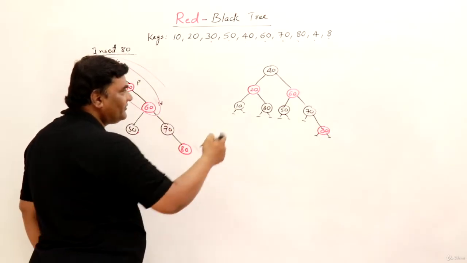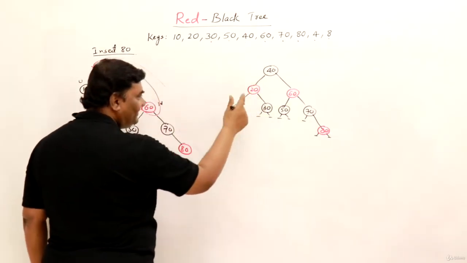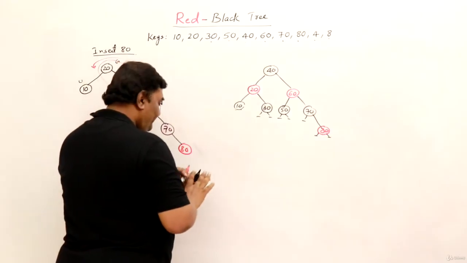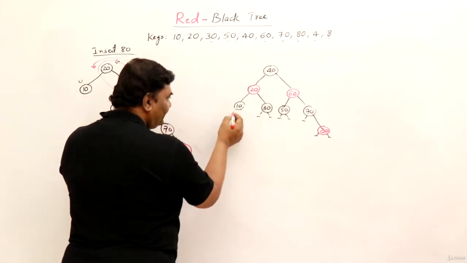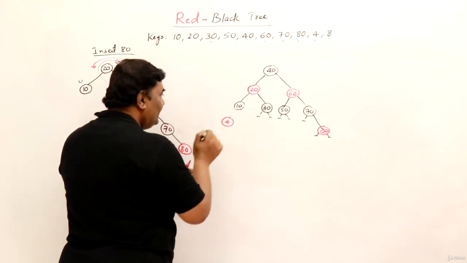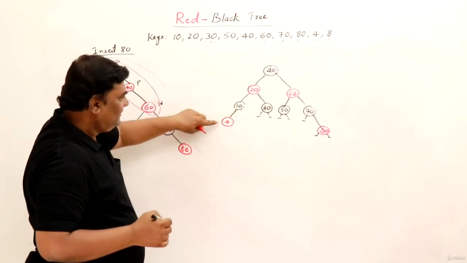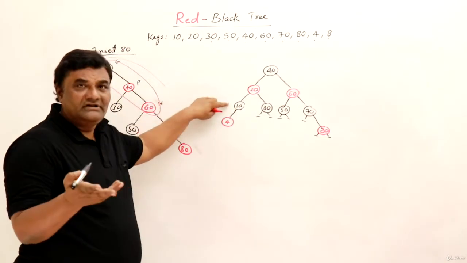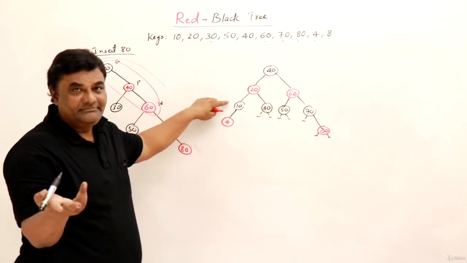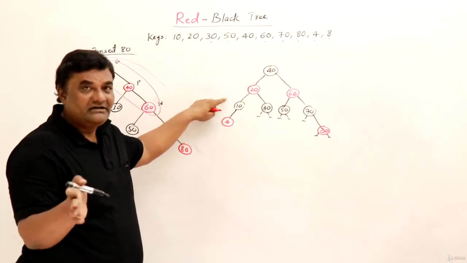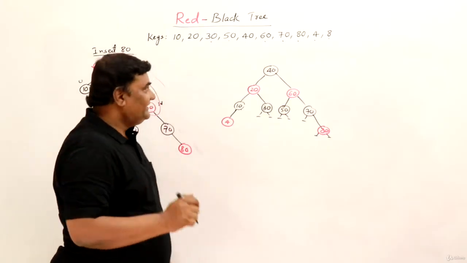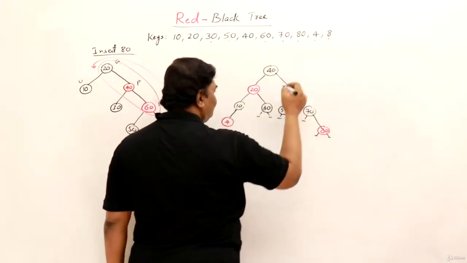I will insert 4. So 4 is smaller than this one, and smaller than this one, smaller than 10. So 4 should come on the left of this one. Always we insert it as a red color. So 4 is red color. Check: red conflict? No, the parent is black. So no need of any rotation or any adjustment. It's perfect.